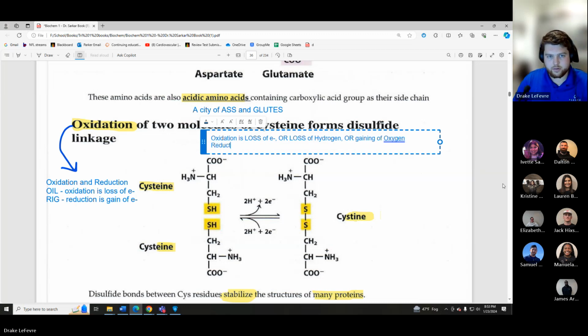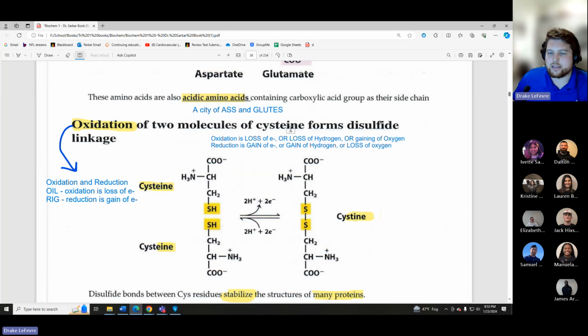Reduction is what receives. Let's see. Reduction is gain of electrons or gain of hydrogen or loss of oxygen. That's the simplest way to put it.